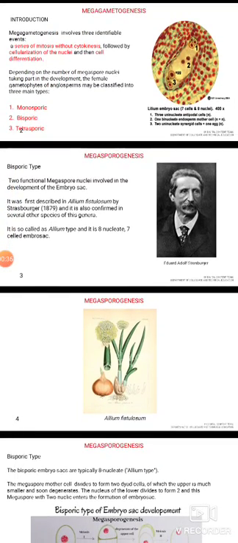Now, coming to the bisporic type. Here, two functional megaspore nuclei are involved in the development of the embryo sac, and it was first described in Allium fistulosum by Strasburger, and it is also confirmed in several other species of this genus. It is therefore known as Allium type, and it is 8 nucleate.